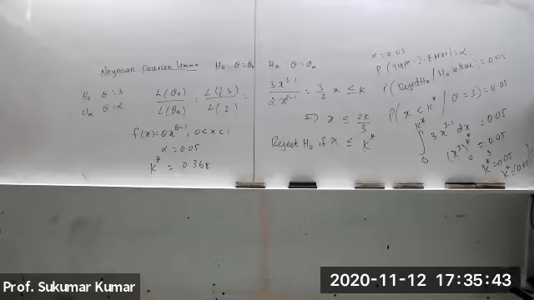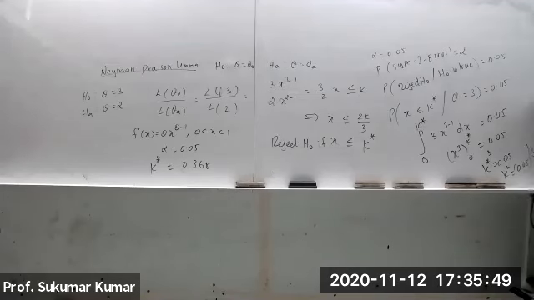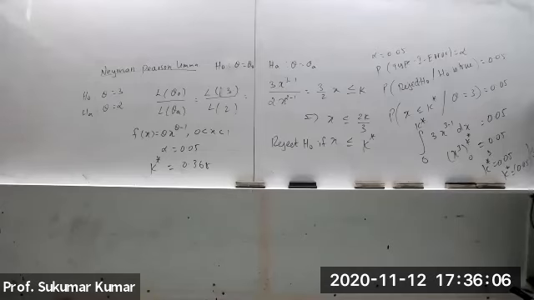Next question, write it down. Suppose x1, x2, ..., xn is a random sample from a normal population with a mean mu and variance 16.